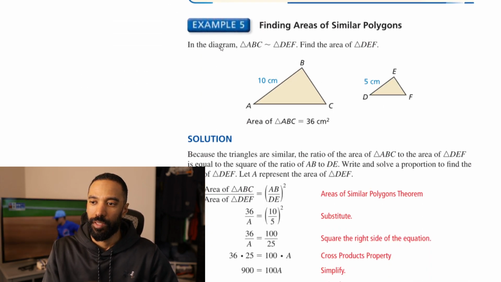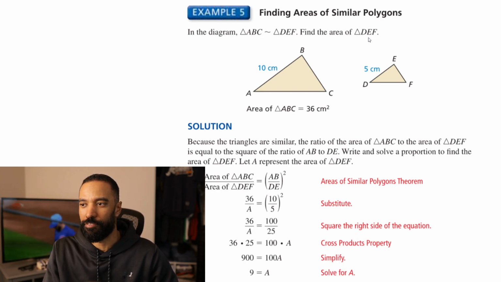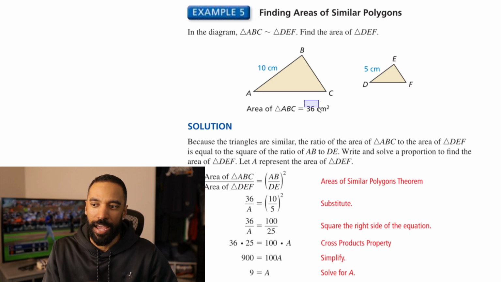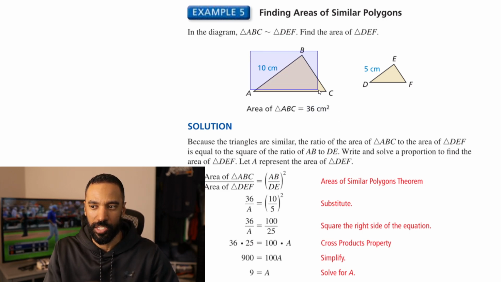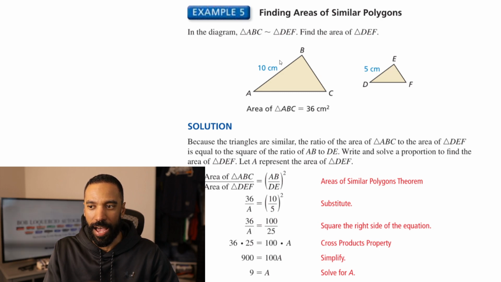Anyway, in the diagram here, here's an example. In the diagram, these 2 triangles are similar. Find the area of triangle DEF. I know the area of triangle ABC is 36 square centimeters, and you have this length 10 and this length 5, and that means that this triangle's lengths are twice as big as this one.